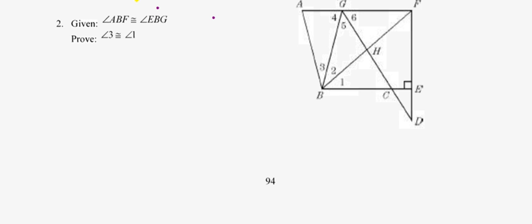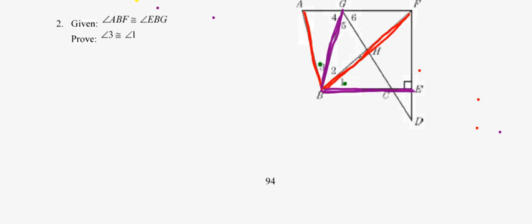In the second example, we're told that angle ABF is congruent to angle EBG. So ABF is that large red one, and I notice that angle ABF is made up of two smaller angles, angles 3 and 2. Angle EBG is that purple one, and I notice that it's made up of angles 1 and 2. And we want to prove that angle 3 is congruent to angle 1.